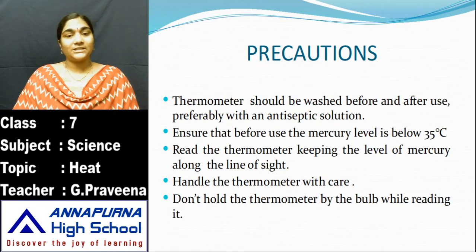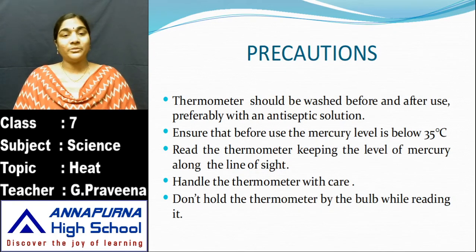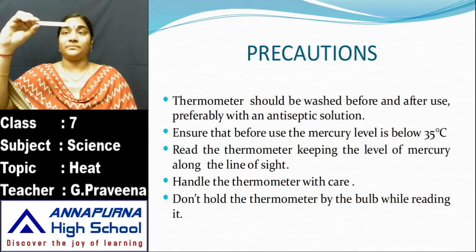So here are some precautions that have to be taken before using the thermometer. It has to be washed before and after use, preferably with an antiseptic lotion, and ensure that before use the mercury level is below 35 degrees Celsius. Read the thermometer keeping the level of the mercury along a straight line. So it should be in this way.